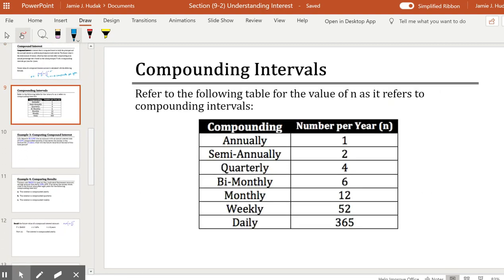Here we have a chart so that as you're reading problems, if they say that the loan is compounded annually or semi-annually or quarterly, we have the values for N for each case. So if it was compounded annually, N is 1. If it's compounded semi-annually, the compounding N value is 2. Quarterly, N is 4, and so on.